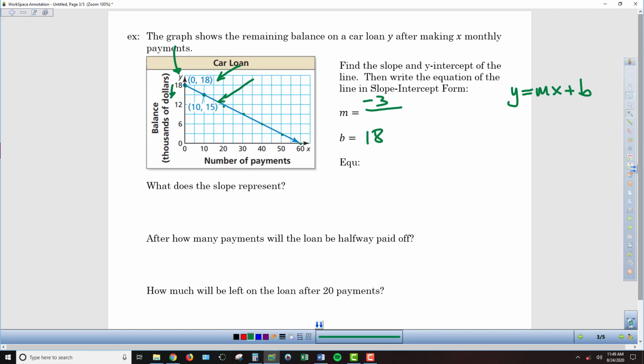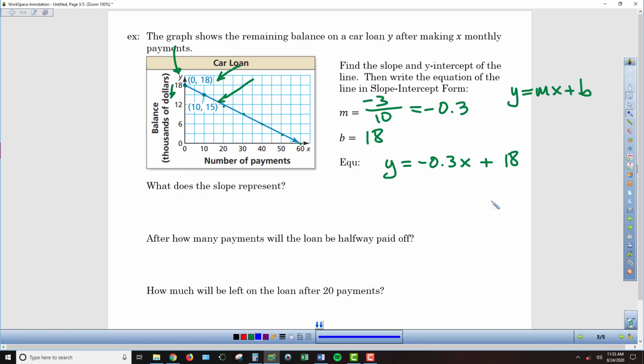But then horizontally, we're moving from 0 to 10. So my run is going to be 10. So we've got negative 3/10. Then again, for graphing purposes, writing it as a fraction is probably a good idea. But perhaps because of the context here, we're going to be talking about money and thousands of dollars, it might make sense to change this to a decimal. So if we hopefully recognize that 3/10 is 0.3, together we've got the slope, negative 0.3 times x, and then plus b, so plus 18. So there's our equation for this problem.